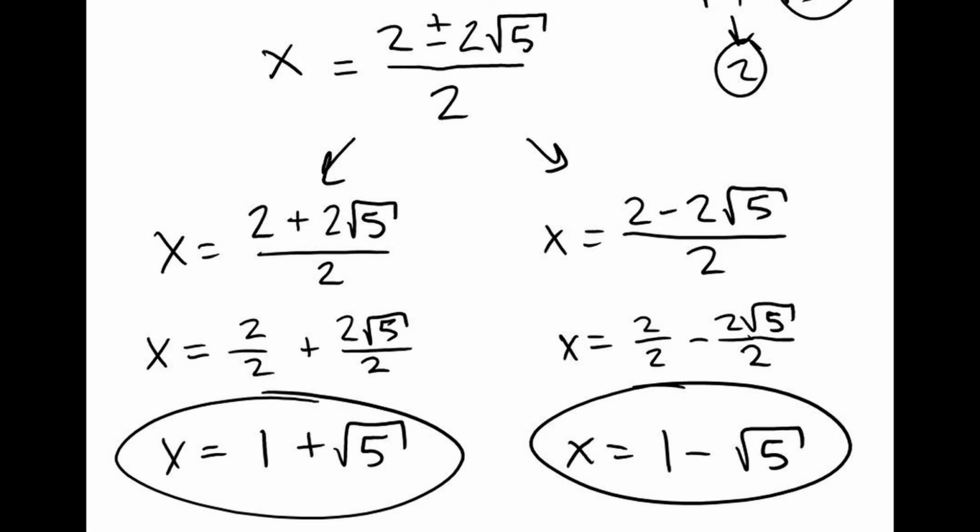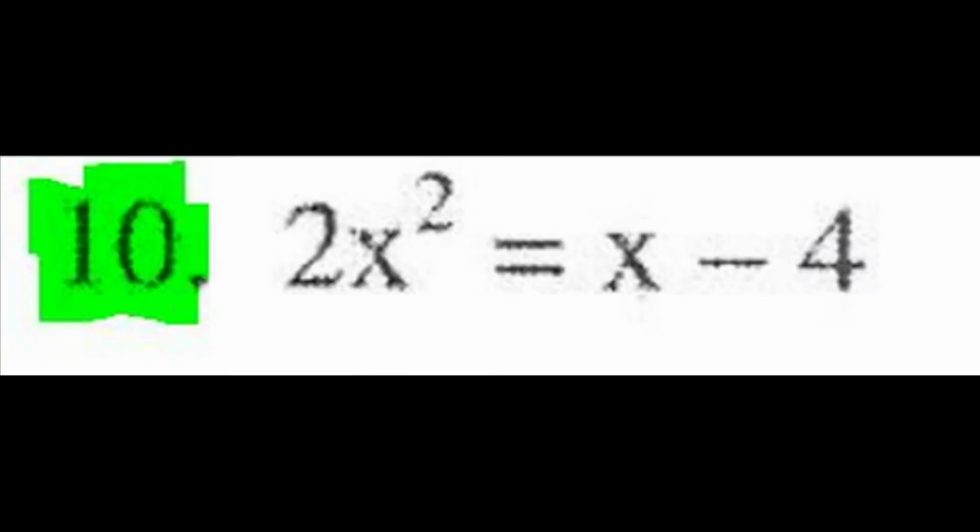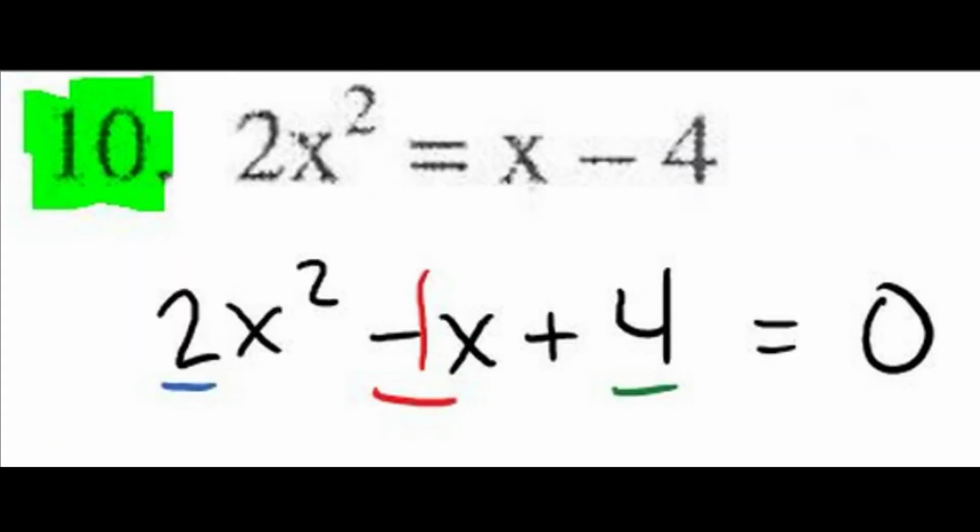Okay, so let's jump down to number 10. Number 10 I picked just because something goofy happens. So I moved everything on this problem at the very beginning over to the left. So I subtracted x over there and I added 4. So you end up getting 2x squared minus 1x plus 4 equals 0.